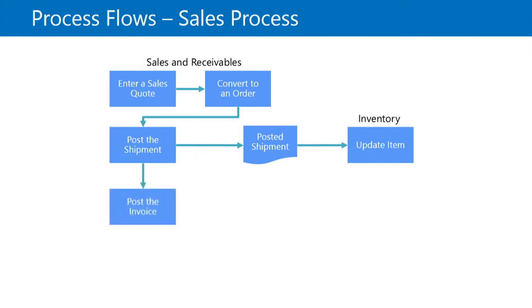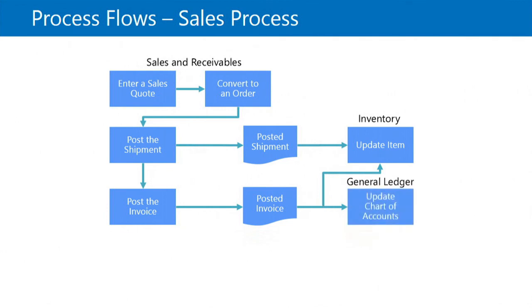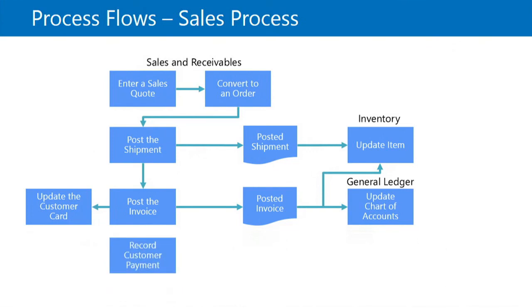Then we will also invoice the customer, and that's something that we will do by posting the invoice, which will result in a posted invoice, and that posted invoice again will update the chart of accounts and also the item. Also the customer card is updated, which means that also here the last step is recording the payment, and in this case the customer payment will update the chart of accounts and will update the customer card.